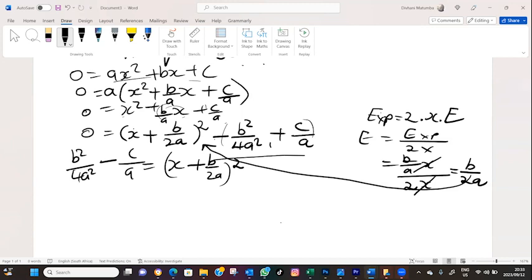However, let me first simplify this expression. So here we have b squared minus 4ac. If you find the lowest common denominator, it is actually 4a. So if I multiply c by 4a, I'll get 4ac. If I multiply b squared by 1, then I get b squared. So we have b squared minus 4ac over 4a squared is given by x plus b over 2a.